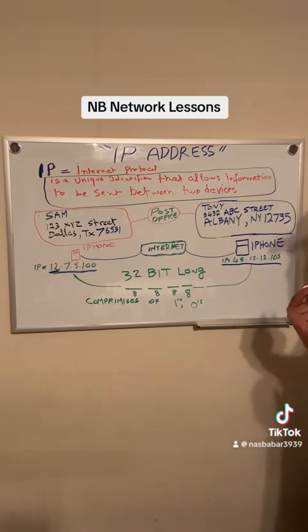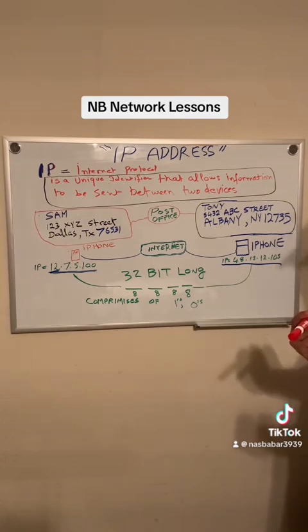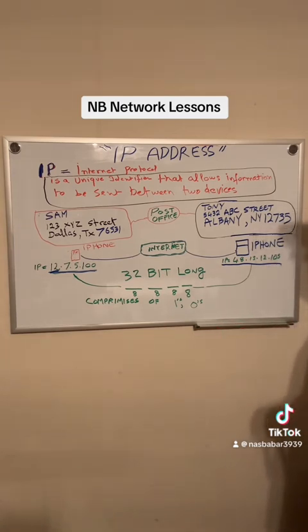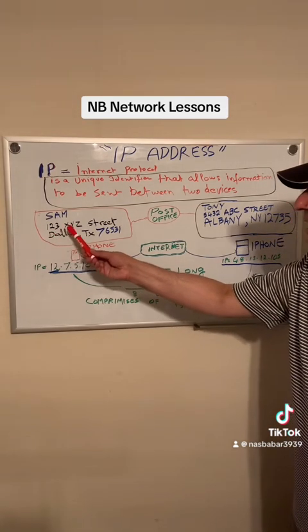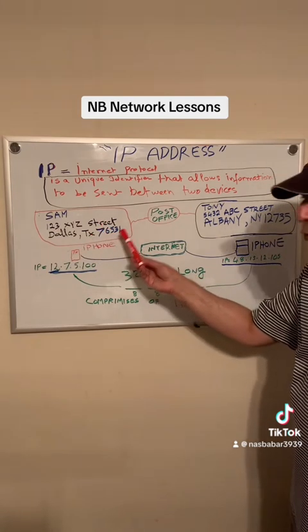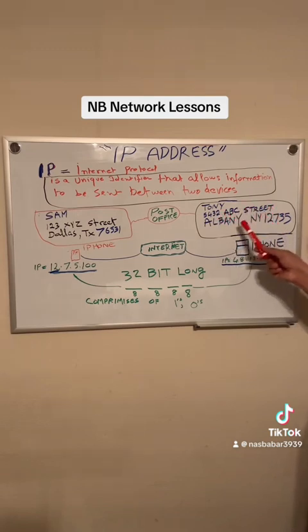So let's go back, maybe 30 years, 40 years ago, when the regular mail system through the post office was popular, and emails and texts, nothing was sent. You used to send a letter. So let's say Sam, who lives in Dallas, and his address is 123 XY Street, Dallas, Texas, 76531 is the zip code. And he has a friend who lives in Albany. His name is Tony, and his address is 5432 ABC Street, Albany, New York.